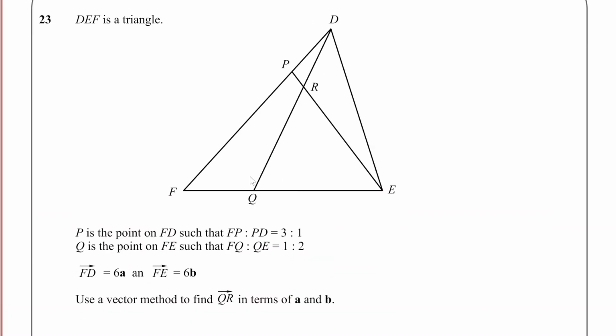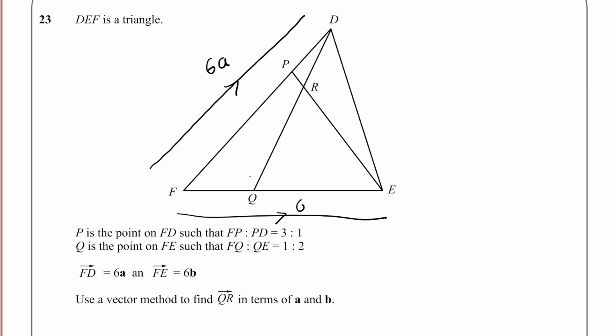And last question, DEF is a triangle. P is the point on FD, such that FP is 3 parts and PD is 1 part. Q is the point on FE. FQ is 1 part, QE is 2 parts. The whole of FD is called 6A. The whole of FE is 6B.